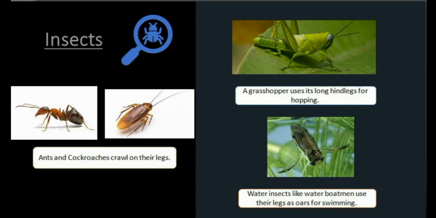Now, insects are six-legged creatures. They usually use their legs for movement. Insects like ants and cockroaches crawl on their legs. Grasshoppers use their long hind legs for hopping. And water insects like water boatmen use their legs as oars for swimming.